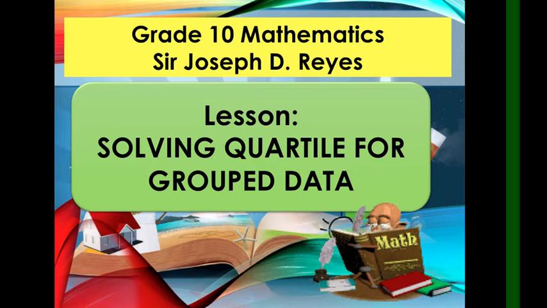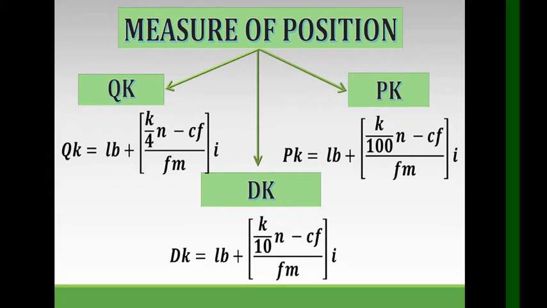Thanks, and now let's proceed to our topic for today, which is all about solving quartile for the group data. So, we have what we call the measure of position. Measure of position has three components: the quartile, the decile, and the percentile. But in this portion, we will talk about the quartile for the group data with a formula.